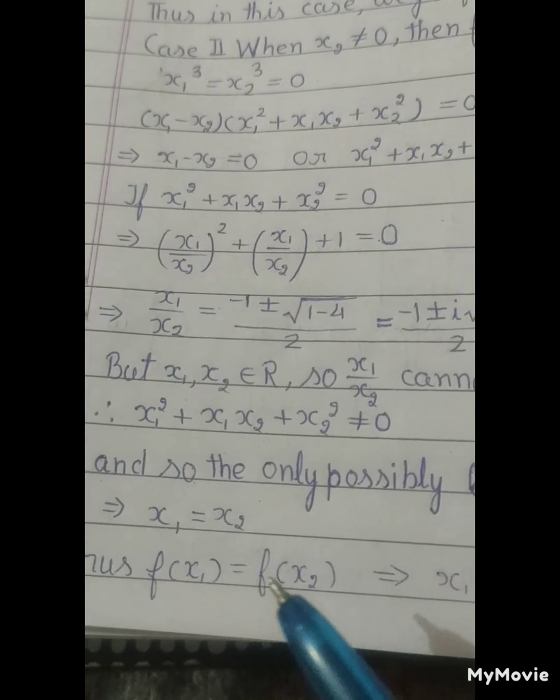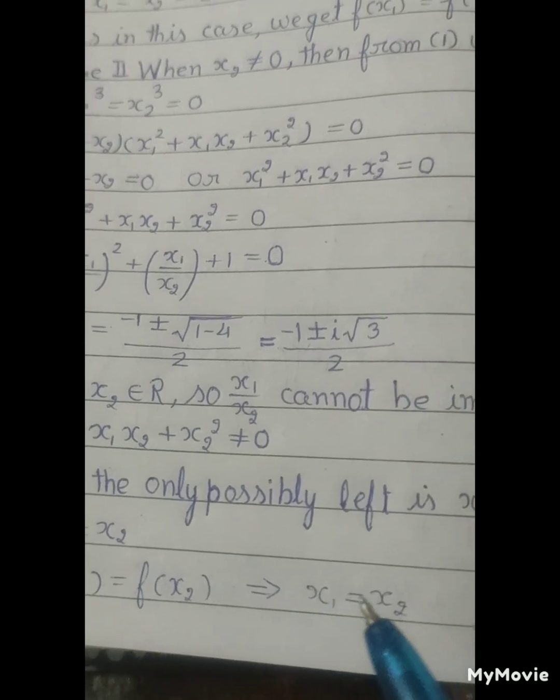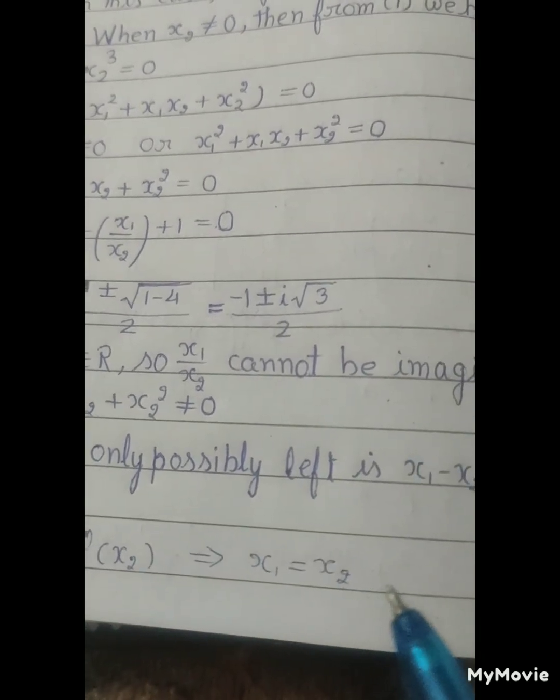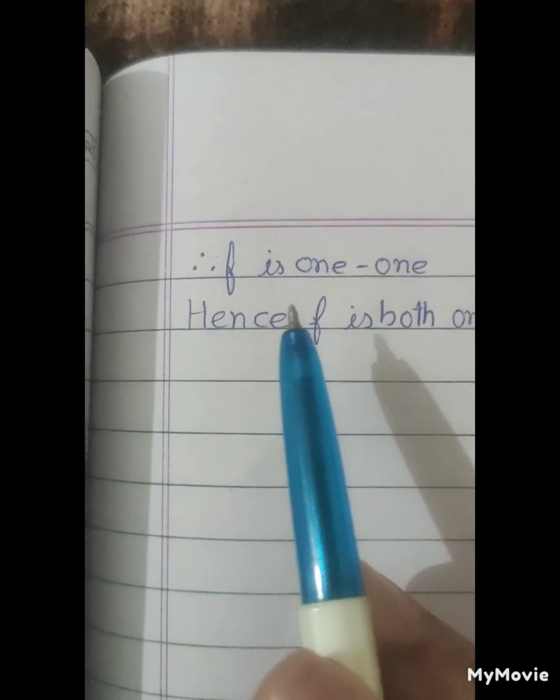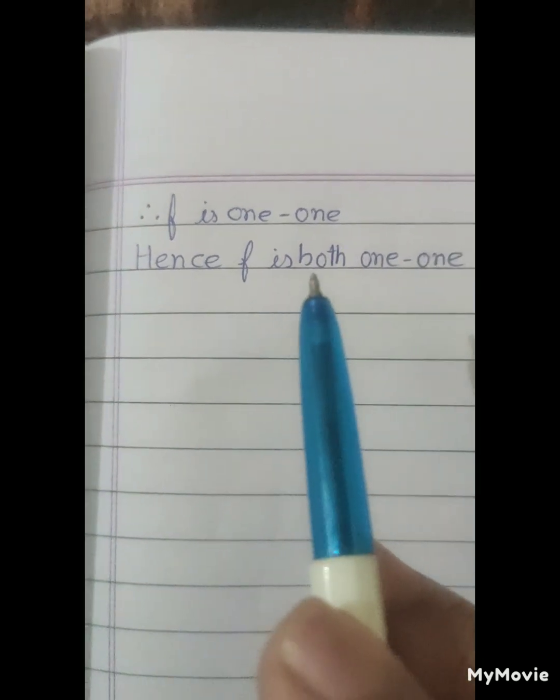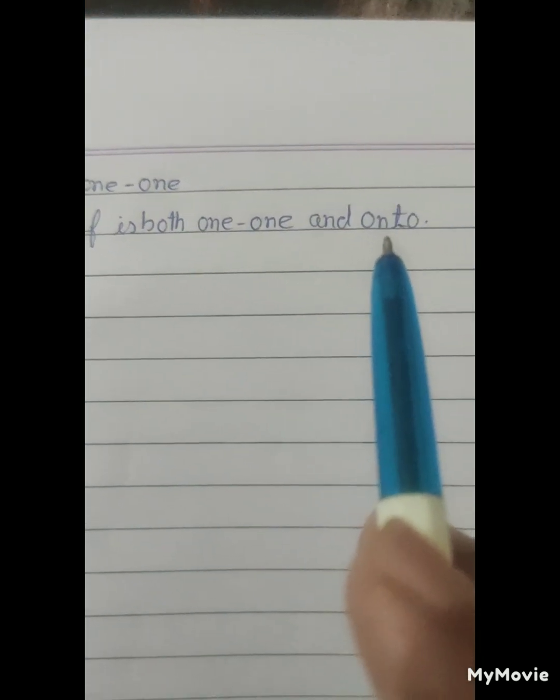Thus f(x1) = f(x2) implies x1 = x2. So f is one-one, hence f is both one-one and onto.